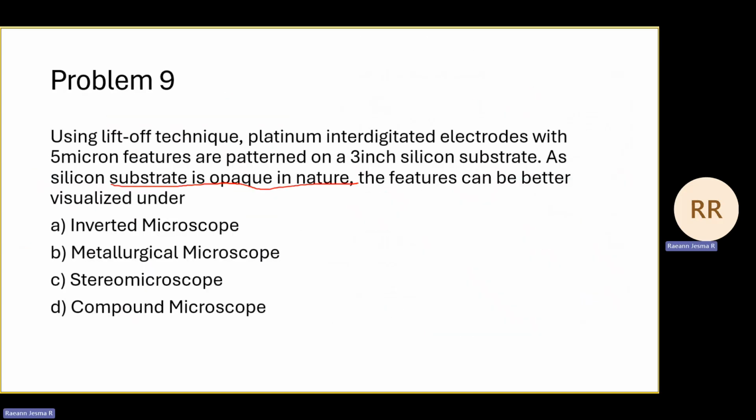Okay. So if you want to image the platinum interdigitated electrodes on a silicon sample, then the best choice will be to use a metallurgical microscope. So the correct answer for this is option B, metallurgical microscope.